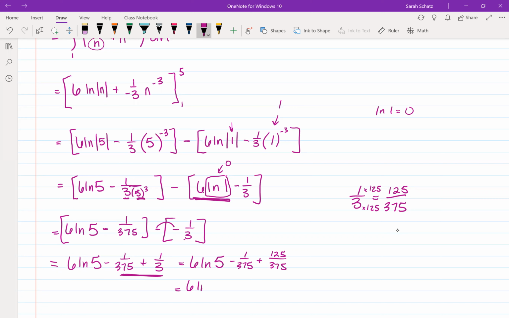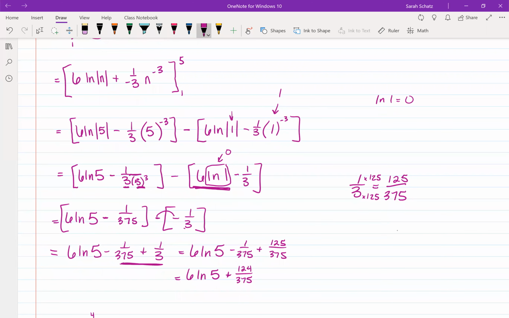And then you can put those two fractions together. So I have 6 natural log 5, that would be plus 124 over 375. So this might be an example of an exact answer.